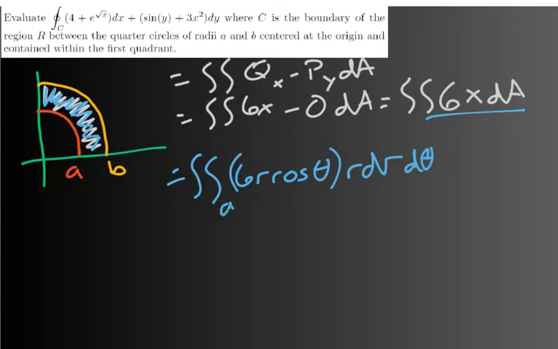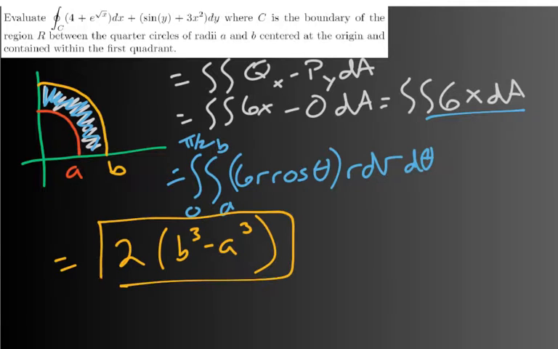dr is running from a to b, and theta is going from 0 to pi over 2. And so now you can just go, it's actually a really nice double integral, right? If you solve that out, you'll get 2(b cubed minus a cubed). So there you go. Definitely an example that's way easier to do than trying to solve this line integral out by hand.